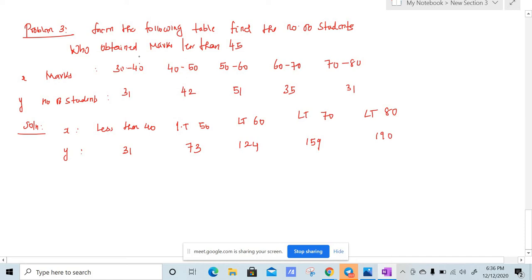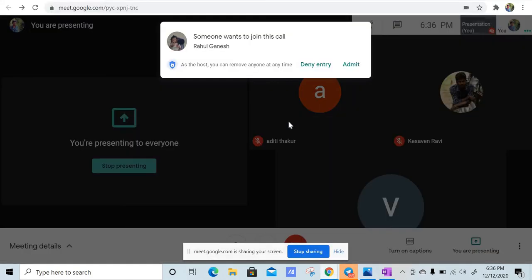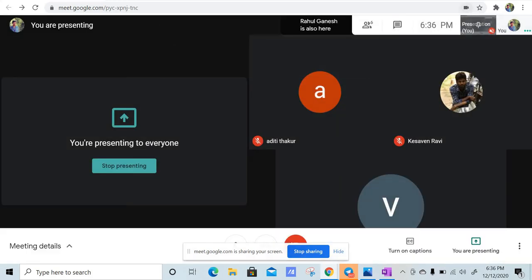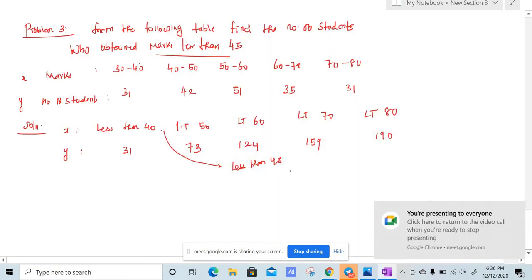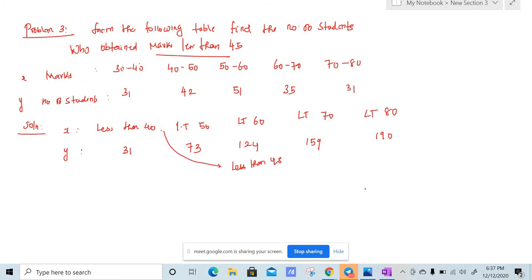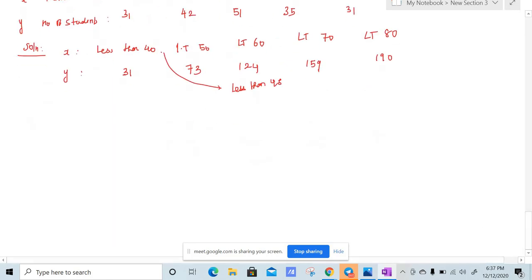Now we need to find marks less than 45, that is, between less than 40 and less than 50. So less than 45 lies between here. Now we can use the Newton forward interpolation formula, right? We need to find less than 45 here. Again, first we will form a difference table. Now you just take x as 40, 50, 60, 70, 80, right? Because everything is less than.